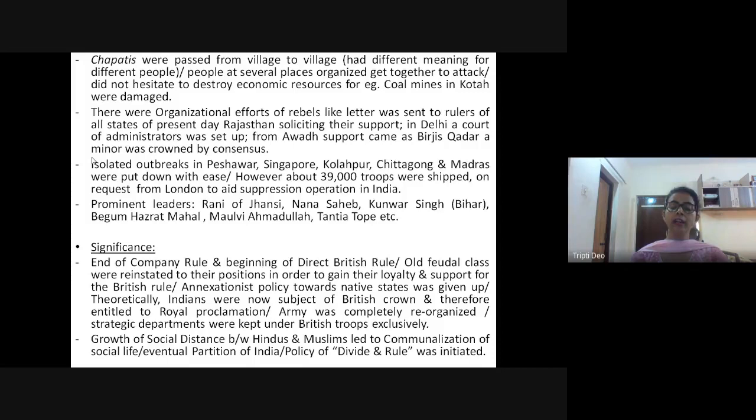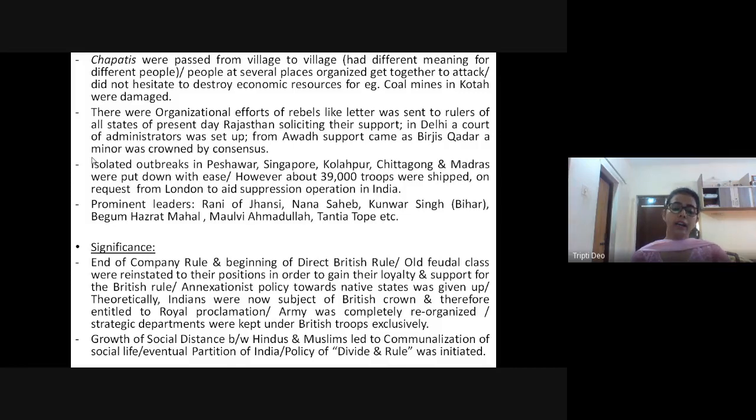That means whatever orders will now be applied on India will come directly from the Queen's proclamation, from the British crown. The army was completely reorganized. They understood that they can't have Indian soldiers in important positions. The artillery section was completely taken over. English soldiers would take control of the artillery section. So the army was really reorganized in a major way. Strategic departments across the administration were kept under British troops exclusively.